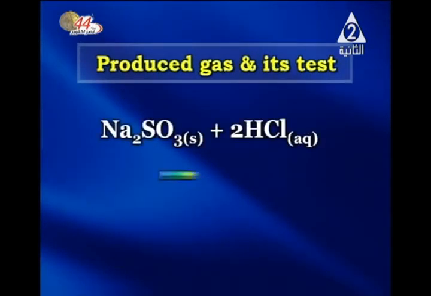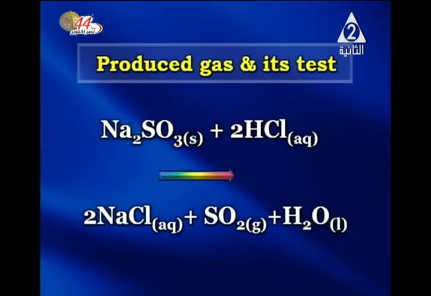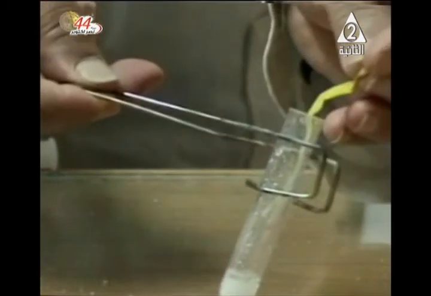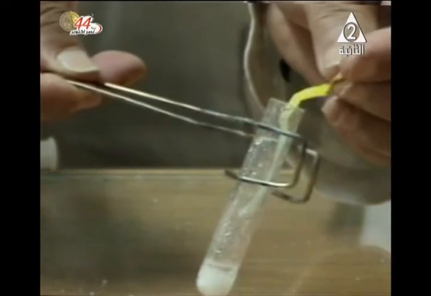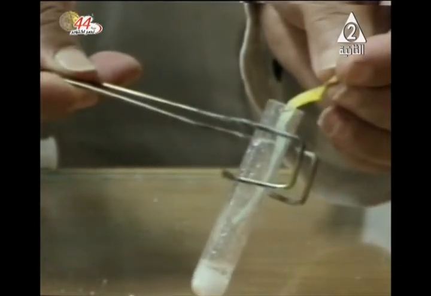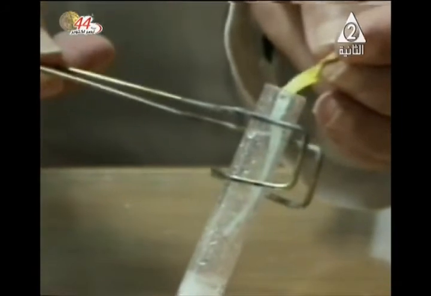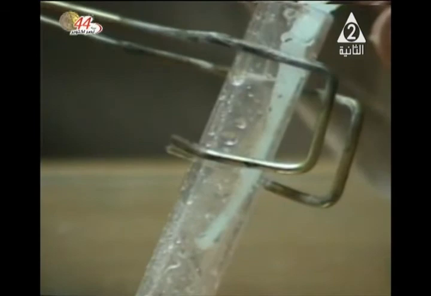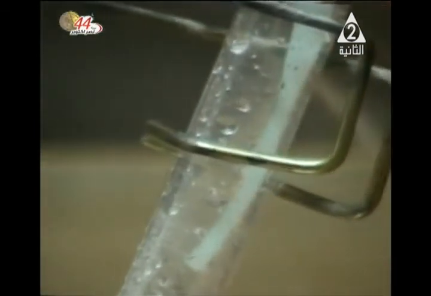As the equation proceeds on the screen, Na2SO3 plus 2HCl gives 2NaCl plus SO2 gas plus water, as the following animation will show. Here, on adding dilute hydrochloric acid on the sulfite salt, the sulfur dioxide gas that is given out reacts with the potassium dichromate that is acidified by sulfuric acid, changing it from its orange color into green color as shown on the screen.